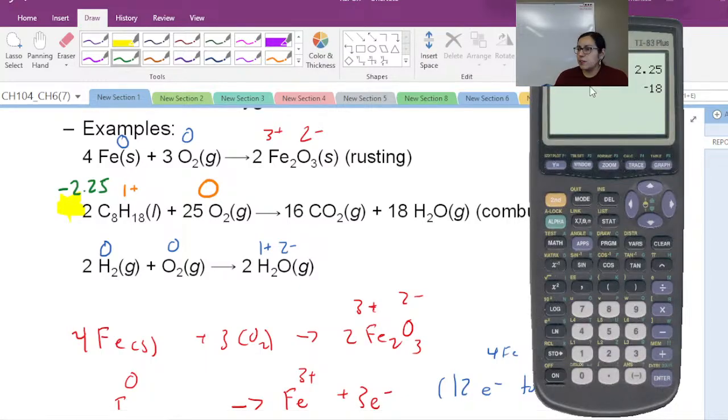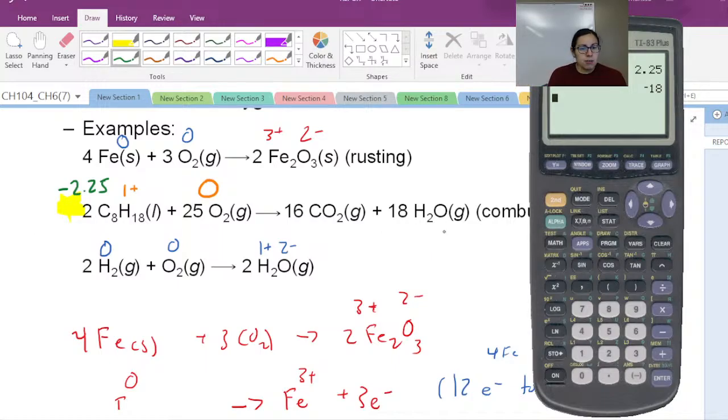So does that make sense for the first part there? All we did, just like before, was recognize that we need a neutral compound. So I based it off of our hydrogen, set up our algebra, and that's how we got negative 2.25. We're just saying that this is the average oxidation state of all these carbons. Again, we don't have a structure, so we can't individually analyze it, and that's fine for our purposes.